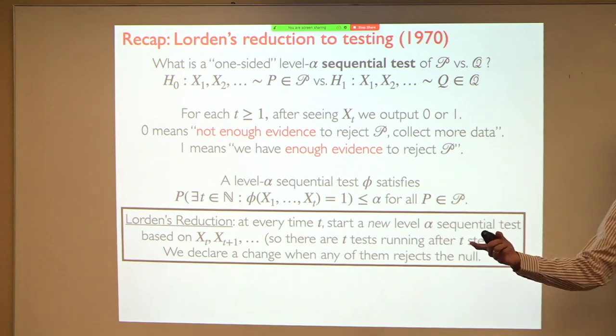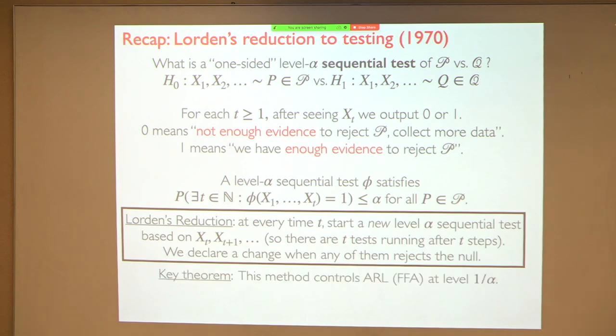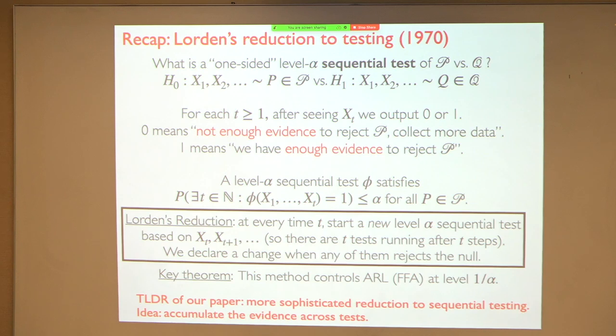So it's a reduction from change point detection to testing. If any sequential test rejects the null, we'll declare a change point, and he proved that this method controls the average run length at level 1 over alpha. Though there are some caveats: he really needed the data to be IID because of his proof techniques, but it's somehow a nice idea.